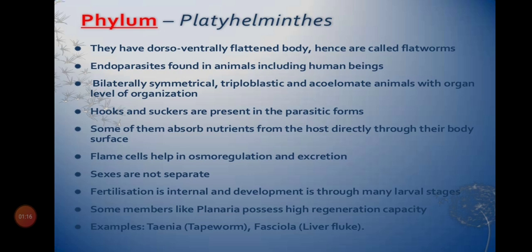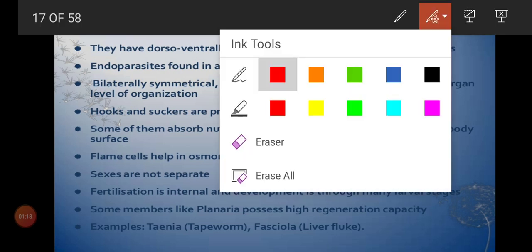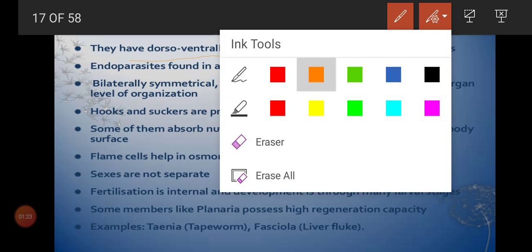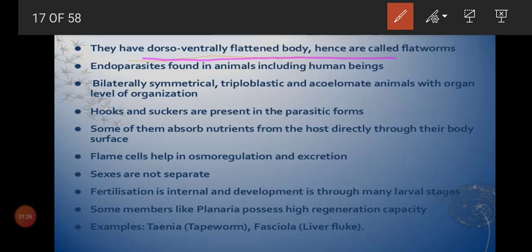And here they have a dorso-ventrally flattened body. What do you mean by that? Here dorso-ventrally means, if you imagine the structure of the human being, the dorsal side is different from the ventral side. So both are not alike, both are different. Dorsal means the back side of the body, and ventral means front.